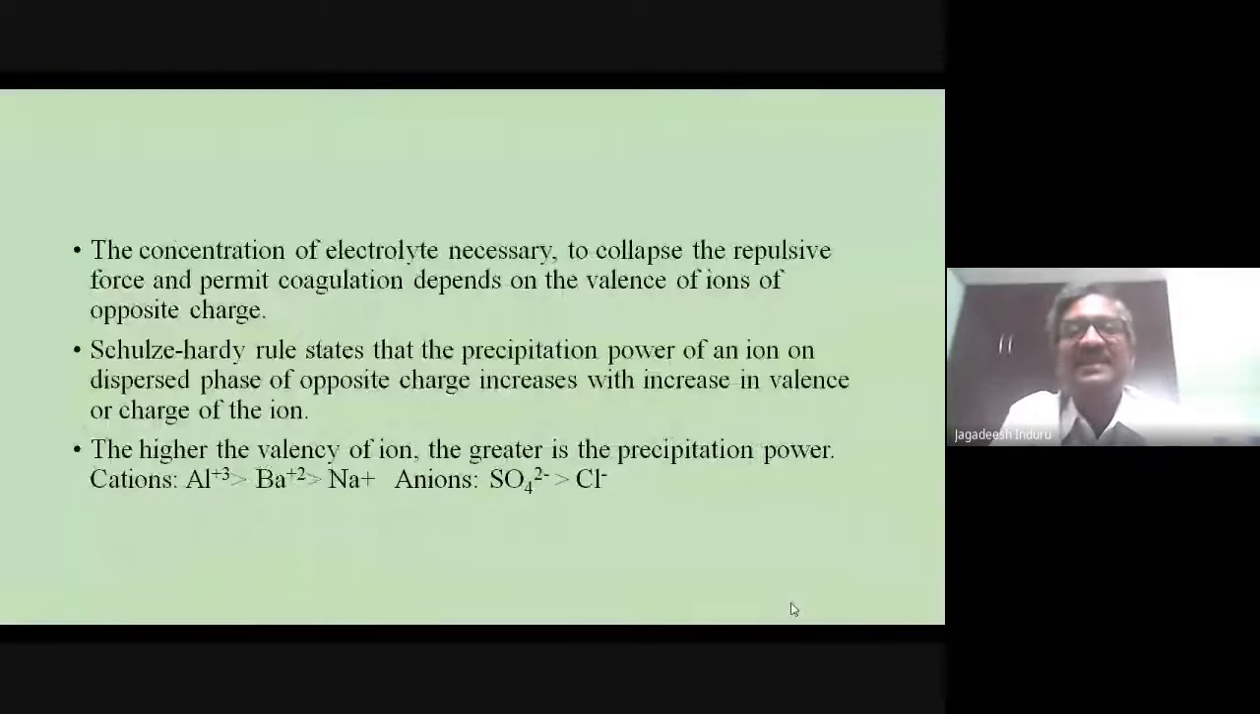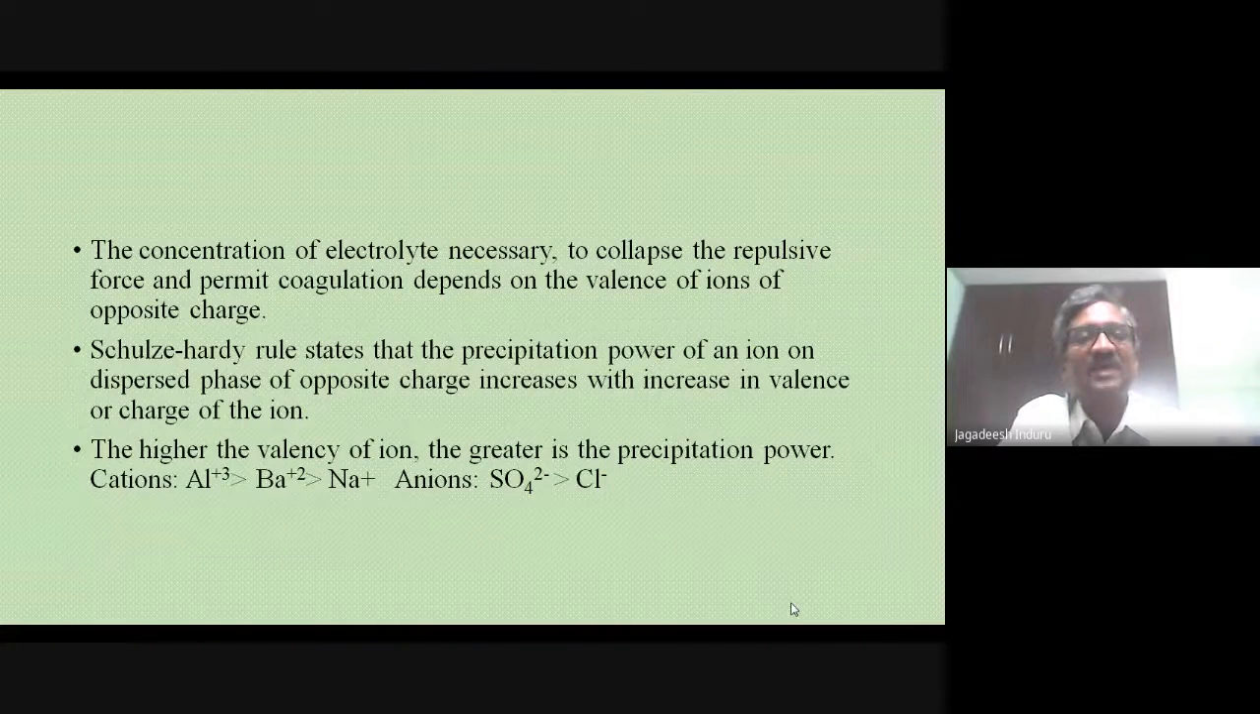The concentration of electrolyte necessary to collapse the repulsive force, that is, to permit the aggregation, depends upon the valency of the ions of opposite charge. This we have already seen with the Schulze-Hardy rule in the coarse dispersion. What is happening when you add an electrolyte with opposite charge is that it neutralizes the charge, that is, the zeta potential. Because of that, the particle has a neutral charge. Coagulation occurs because there is no repulsive force.